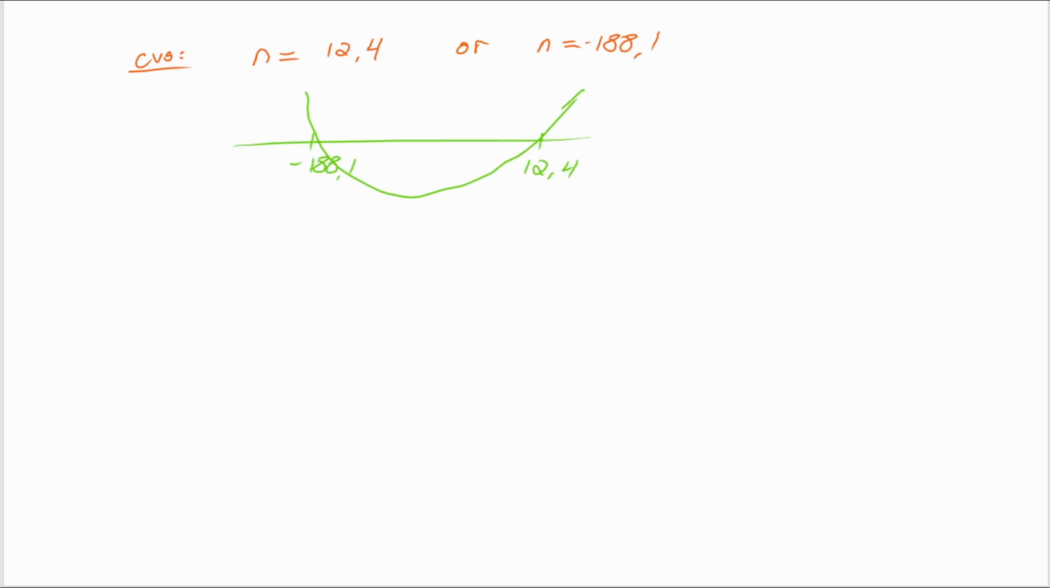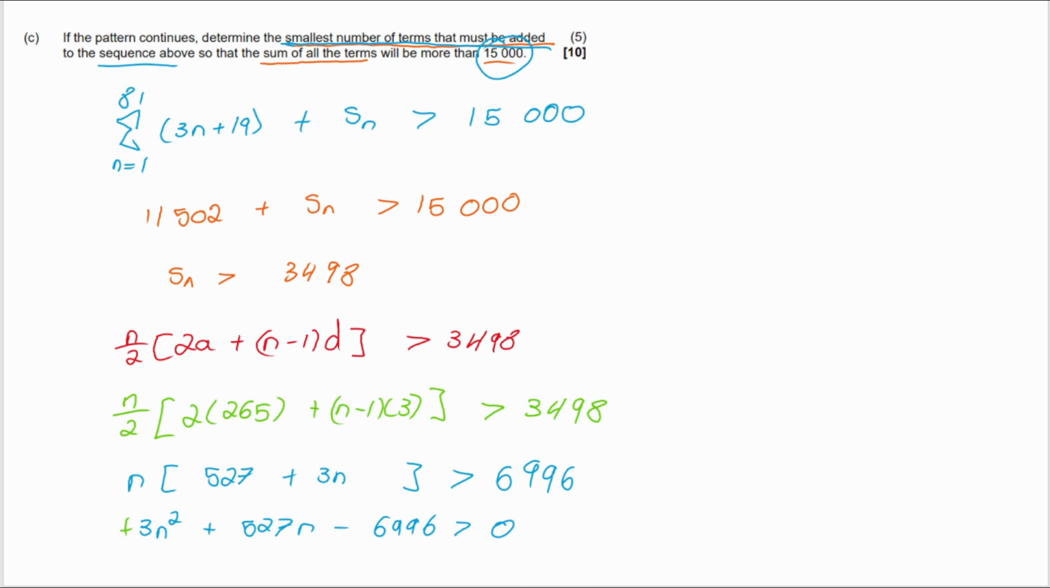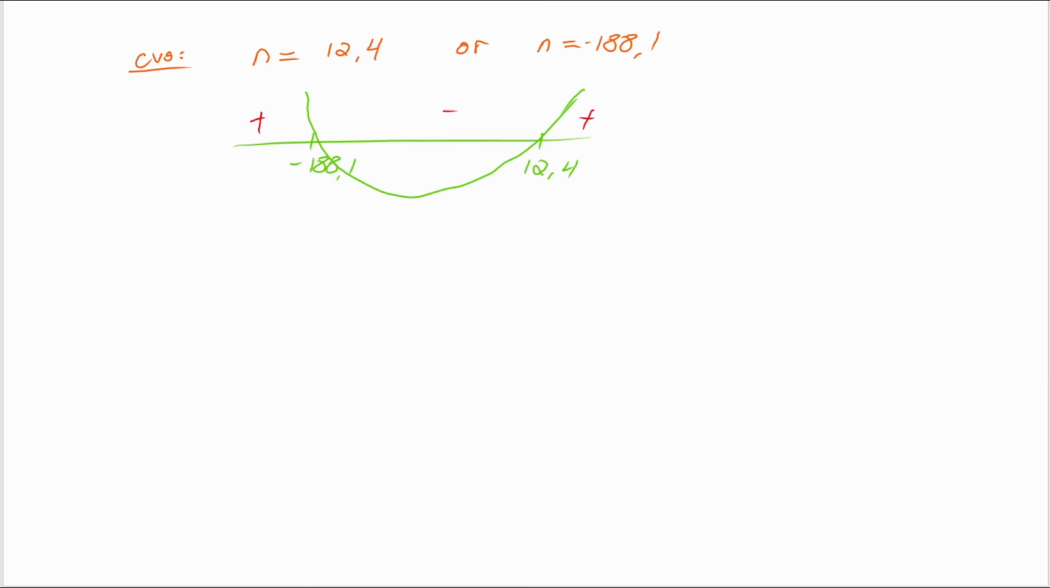Let me at least try to go through there. So the shape's like this, so we know it's positive, negative, positive. And we need to be bigger than 0, so we need to be in these positive regions. So we either need to be to the left of negative 188.1 or to the right of 12.4.